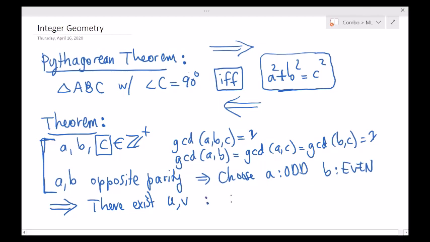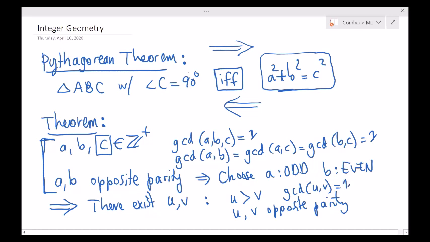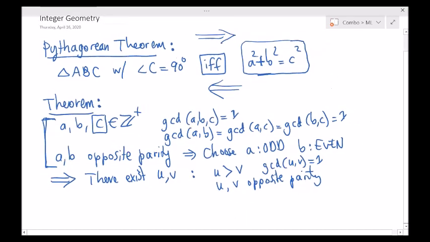Let me write all of them. U is greater than V, U and V are opposite parity, meaning one of them is odd, the other one is even. And then U and V are co-prime. Their greatest common divisor is 1. Such that, okay, so this is the magical formula now.